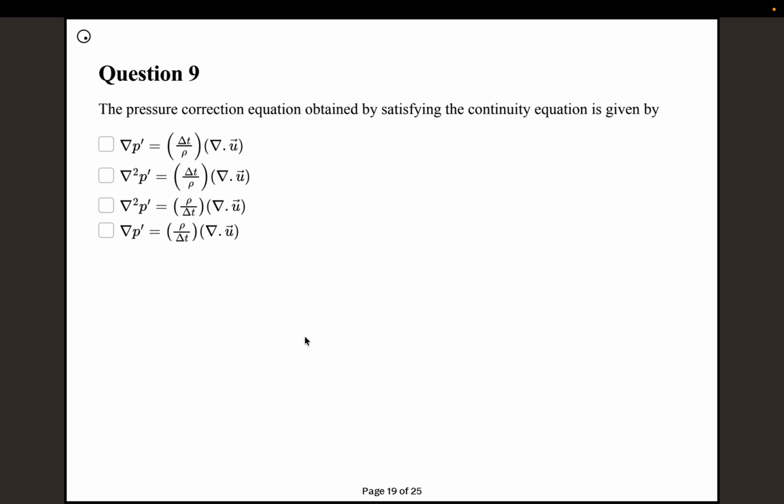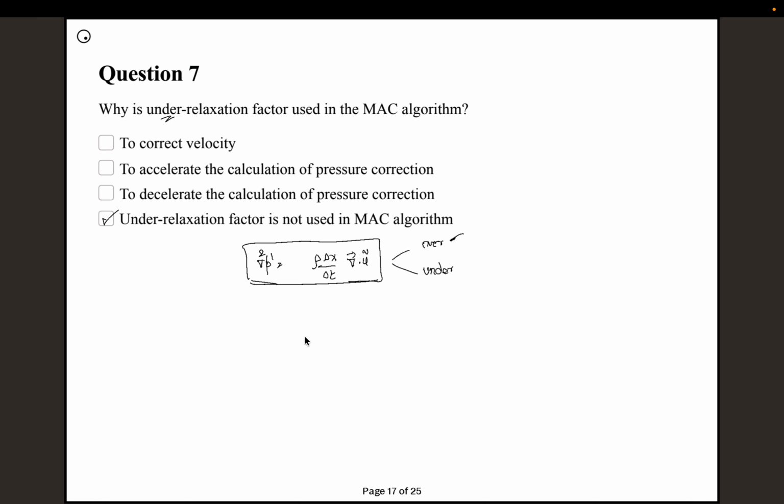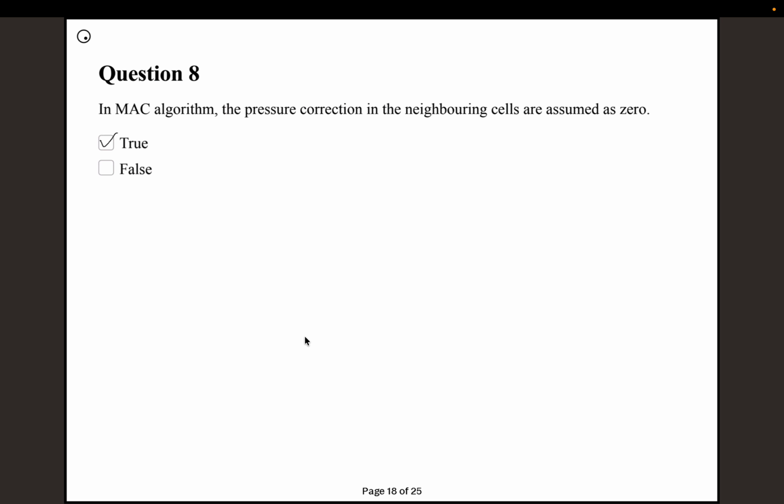The pressure correction equation obtained by satisfying the continuity equation is, just as I told, a Poisson equation. Del square p prime is rho by delta t times del dot u. Okay, there has to be a minus somewhere. There is no minus because that gets cancelled. This equation.